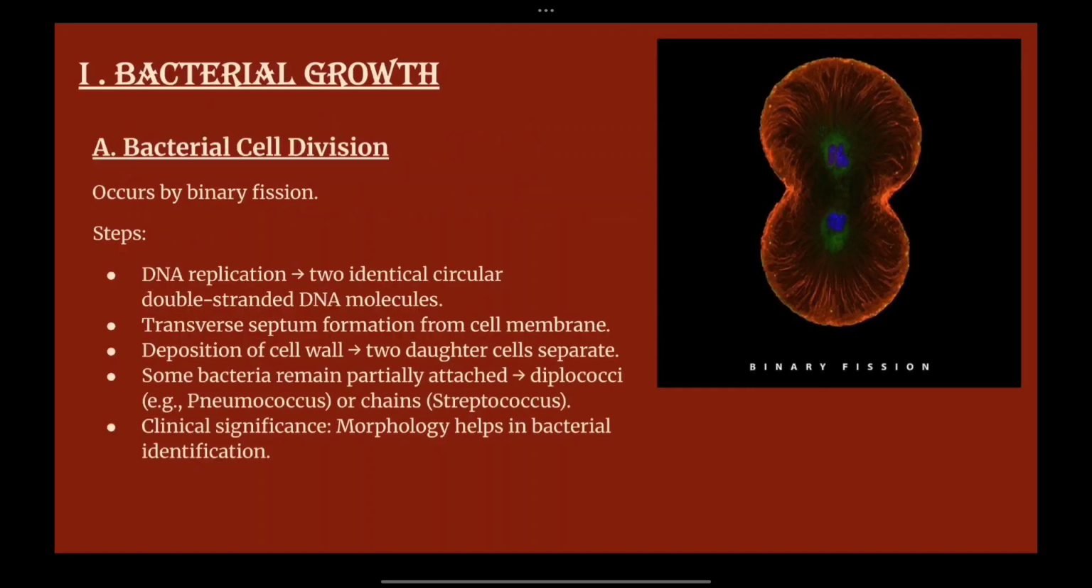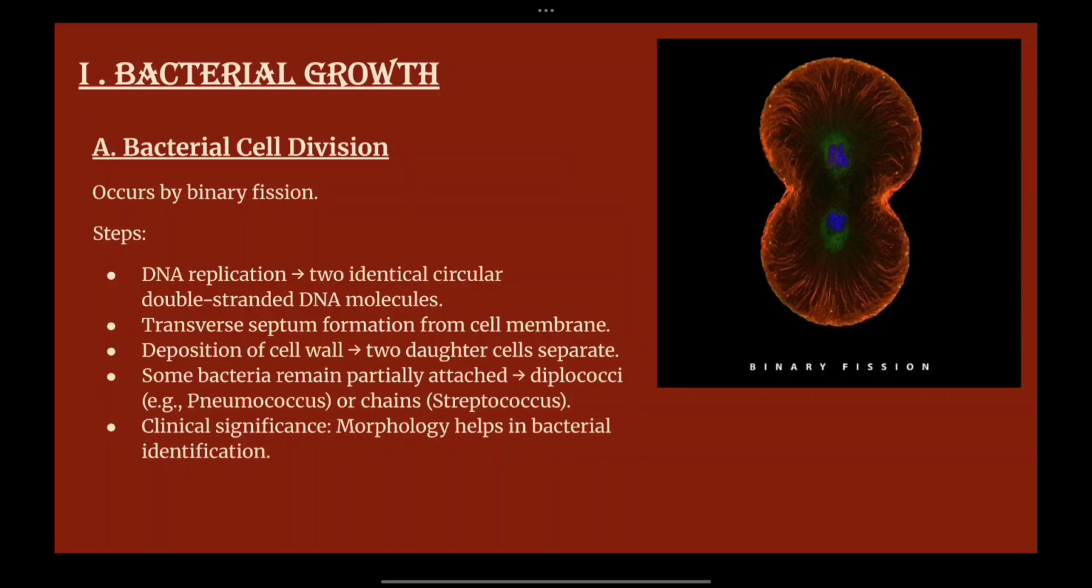Now the bacterial growth is dependent on bacterial cell division. The cell division happens by binary fission. Binary fission, as the word says, bi meaning 2, and fission is breaking down or dividing. So one cell divided into 2 is the name that is suggested for binary fission.